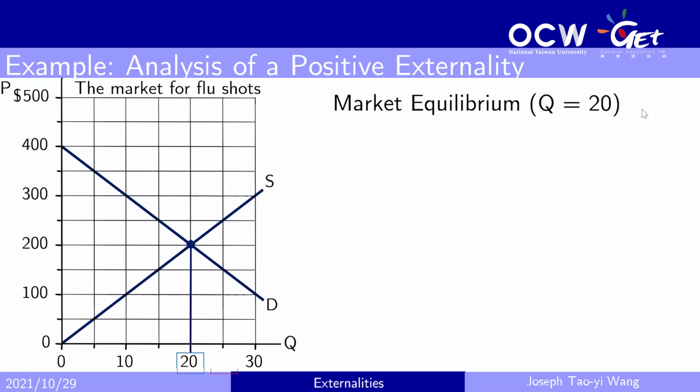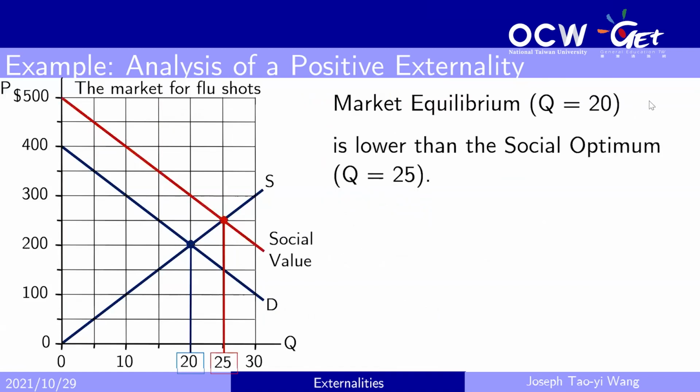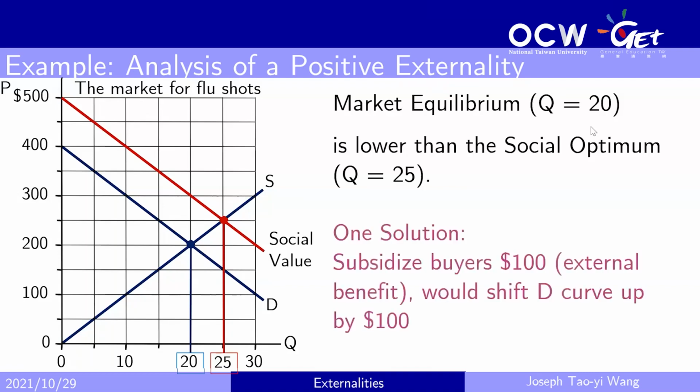Here, the market equilibrium is 20 flu shots at a price of $200, but the market equilibrium of 20 flu shots is lower than the socially optimal quantity of 25 flu shots. That's where the social value curve intersects with the supply curve. And so just like you could tax negative externalities, one way to fix this, if you can correctly estimate the external benefit, is to subsidize the buyers exactly the amount of the external benefit. And so then you shift the demand curve up by $100. And so then the market equilibrium would again coincide with the social optimal.